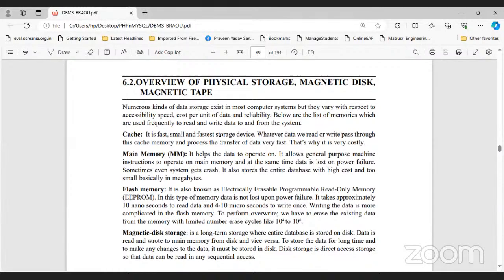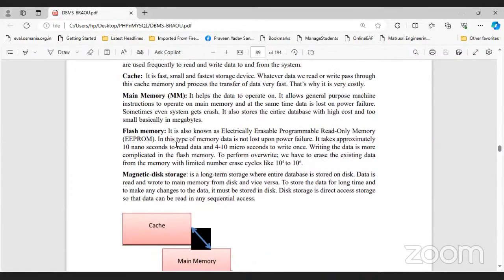Next one is the flash memory. This is equal to the EEPROM, electrically erasable programmable read-only memory. It is also known as flash memory, also known as the EEPROM. EEPROM is one type of the ROM, read-only memory. In this memory, if you write once and want to erase the data, then what will you do?